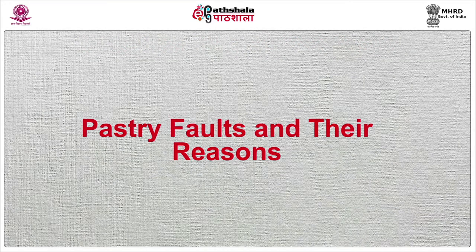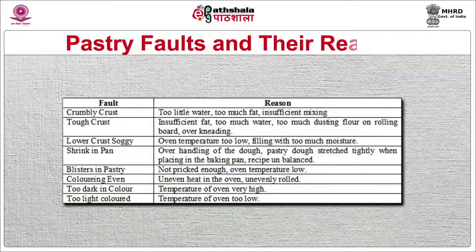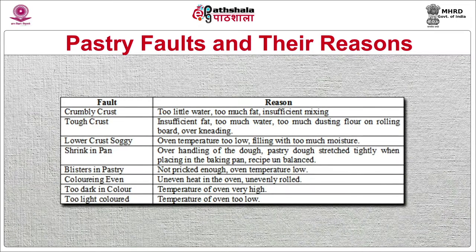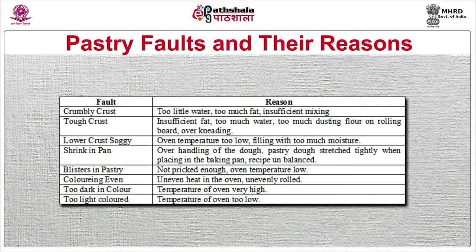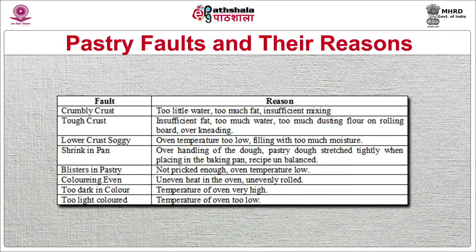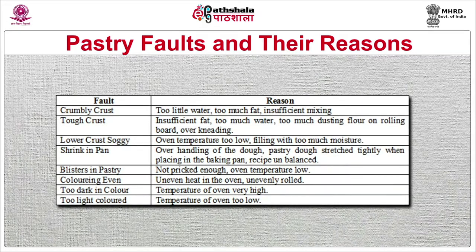Pastry faults and their reasons. Fault, reason: crumbly crust, too little water, too much fat, insufficient mixing. Tough crust, insufficient fat, too much water, too much dusting flour on rolling board, over kneading. Lower crust soggy, oven temperature too low, filling with too much moisture. Shrink in pan, over handling of the dough, pastry dough stretched tightly when placing in the baking pan, recipe unbalanced.